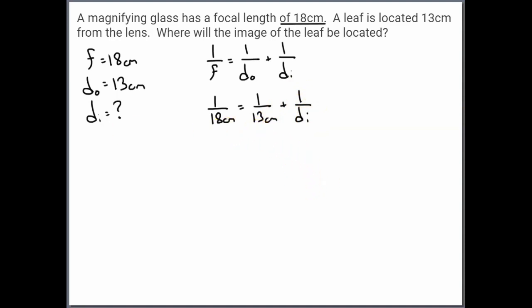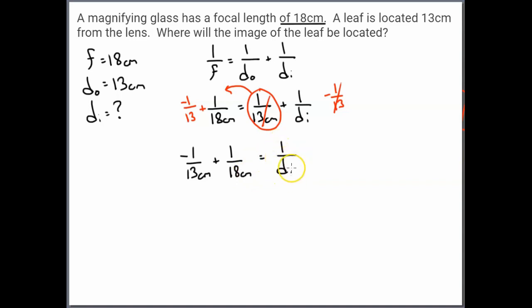Now I need to isolate for DI. So this term here, we need to bring it to the other side of the equation. We can do so by subtracting 1 over 13 from both sides of the equation. If we do that, it'll cancel on this side, and we're left with it on the other side. So we've got minus 1 over 13 centimeters plus 1 over 18 centimeters equals 1 over DI.